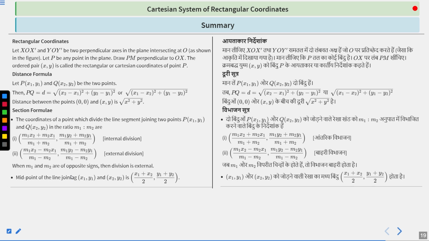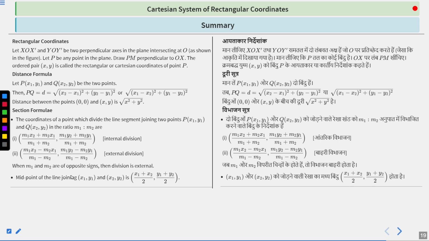After that, we have seen the section formula, in which we have seen two parts. The coordinates of the point which divides a line segment joining P (x1, y1) and Q (x2, y2) in the ratio m1 is to m2 for internal division are (m1 x2 plus m2 x1) upon (m1 plus m2) and (m1 y2 plus m2 y1) upon (m1 plus m2). And for external division, the coordinates are (m1 x2 minus m2 x1) upon (m1 minus m2) and (m1 y2 minus m2 y1) upon (m1 minus m2). When m1 and m2 are of opposite signs, then the division is external, right?